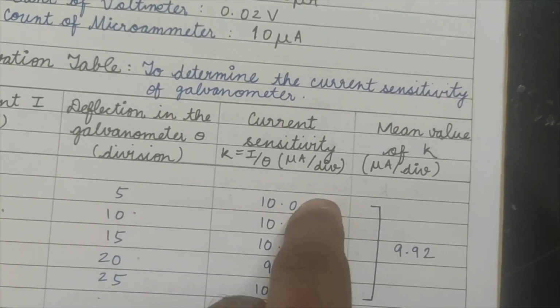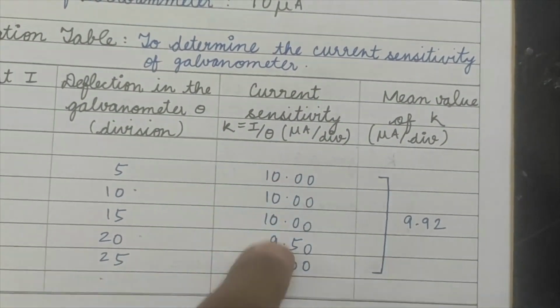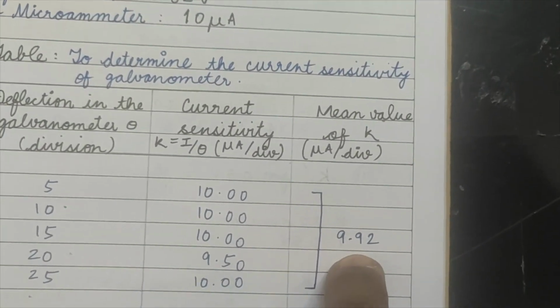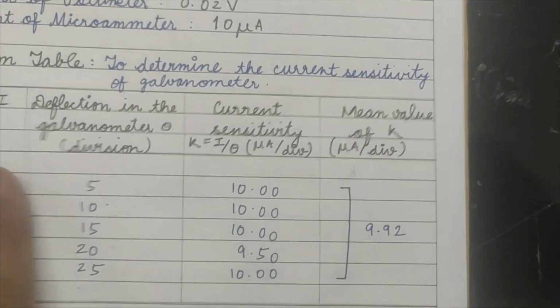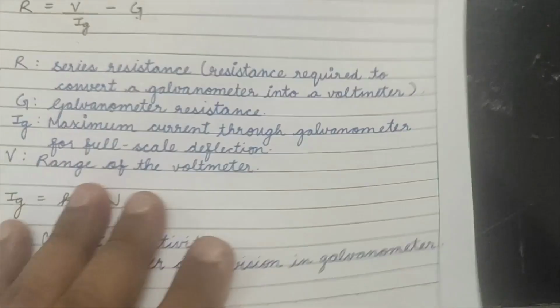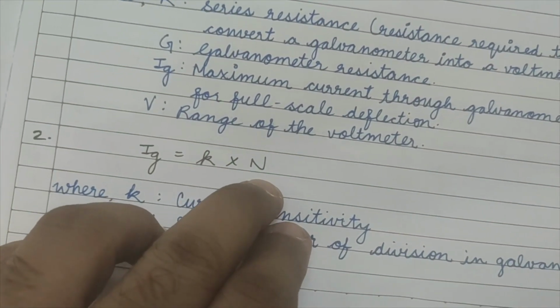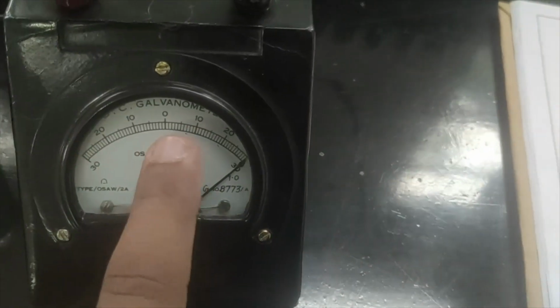After this we take the mean value of this K value, sum all these and divide by the number of observations. So the current sensitivity is coming out to be 9.92 microampere per division. Once we are done with the K value, I can multiply this by N, which is the number of divisions in the galvanometer.